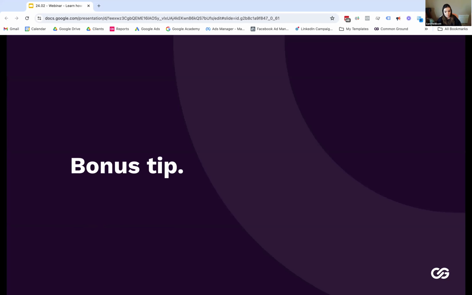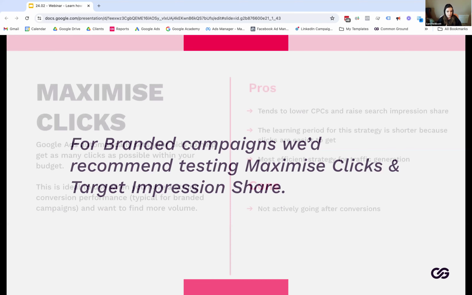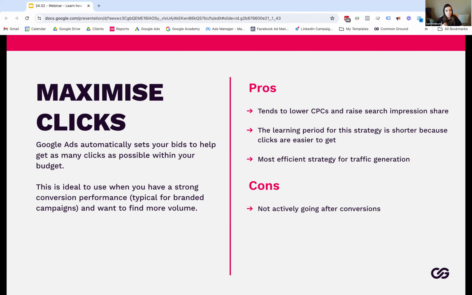And then I've just got a little bonus tip for you around branded campaigns, because they are slightly different. For branded campaigns, we recommend testing maximize clicks and target impression share. With maximize clicks, with branded campaigns, you know it's a higher intent audience, they know you, they want you. So you don't necessarily need to go down the maximize conversion route. With maximize clicks, you're trying to drive as many clicks as possible, and obviously it's with your branded name, so that's what you want.